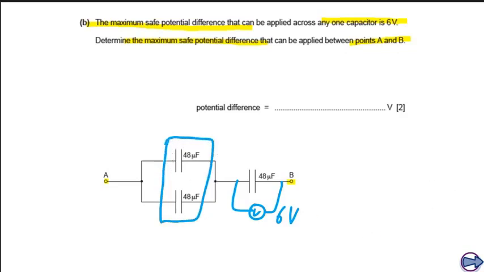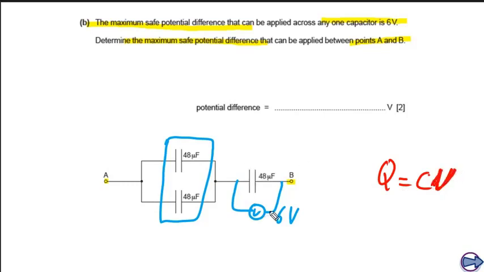For this one, we simply need to understand that Q is equal to CV. This is one thing we need to understand: the charge on a capacitor is equal to its capacitance multiplied by the potential difference across the capacitor.